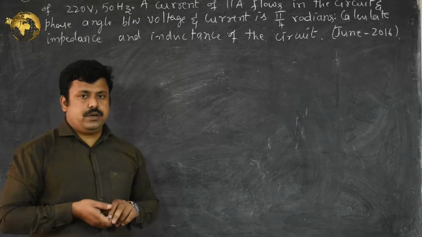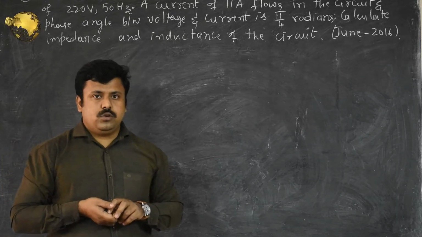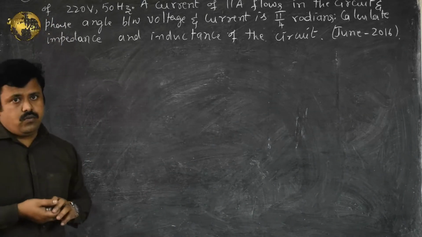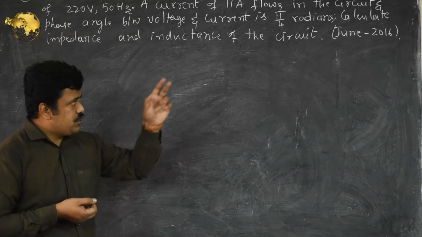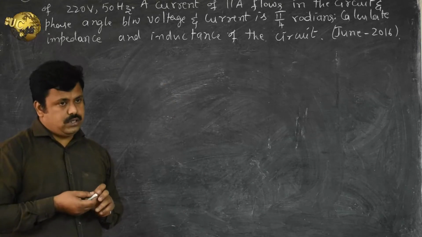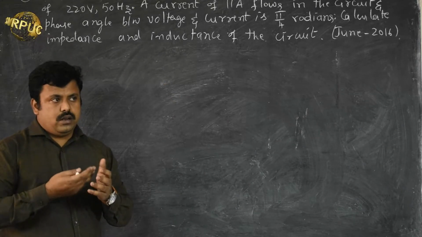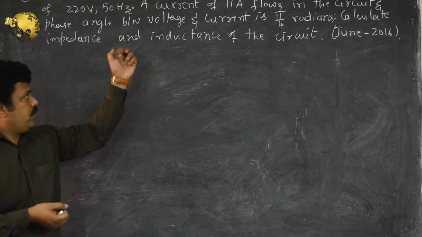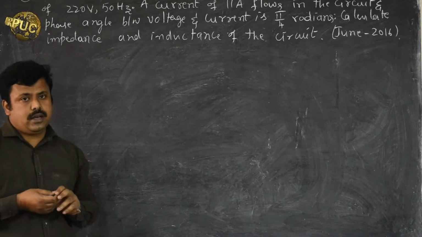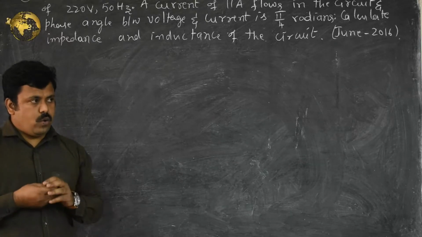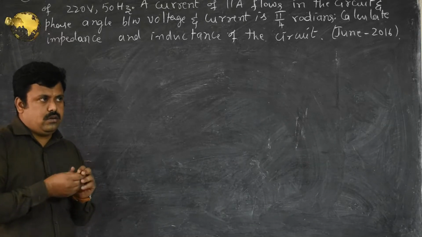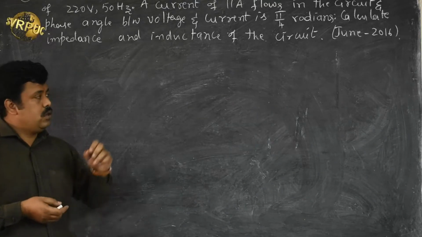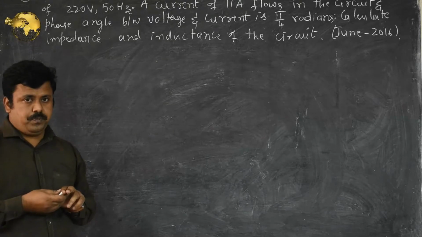So dear students, let's continue with numerical number 6 from units 5 and 6. This question was asked in June 2016, and it is a very interesting numerical from the chapter Alternating Current. Get to know why I am saying it is interesting. It is very different from numerical 5, which we have discussed up to now.